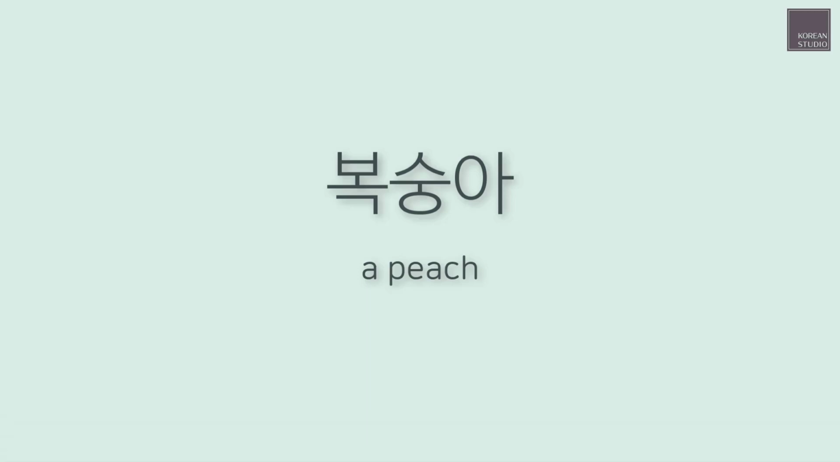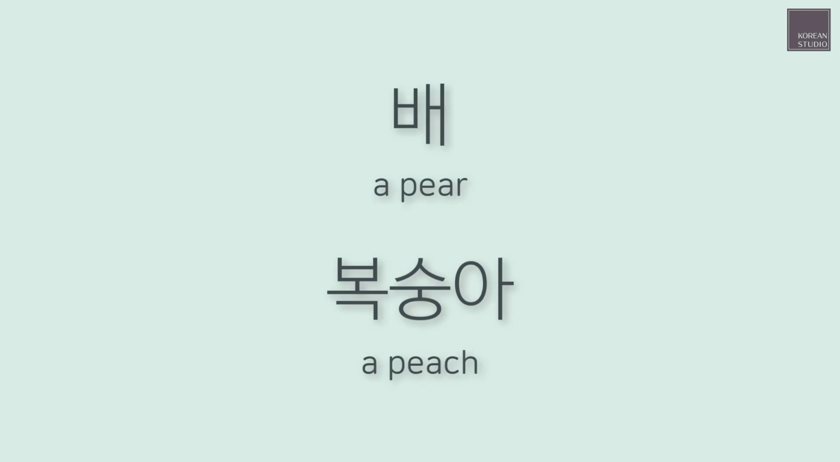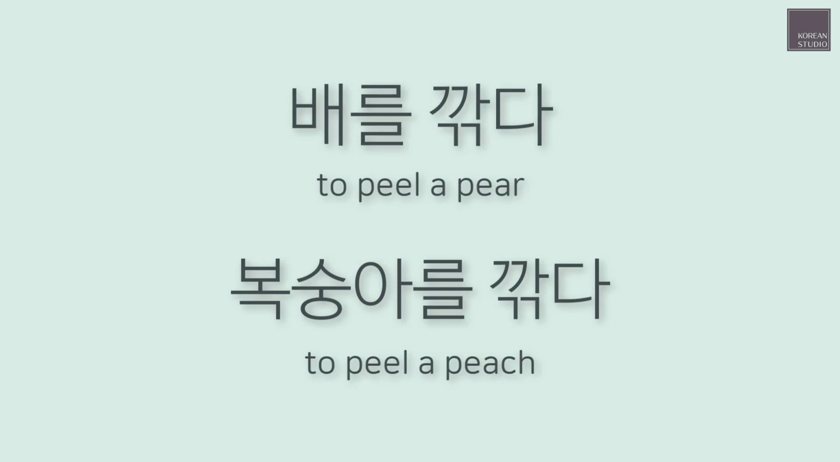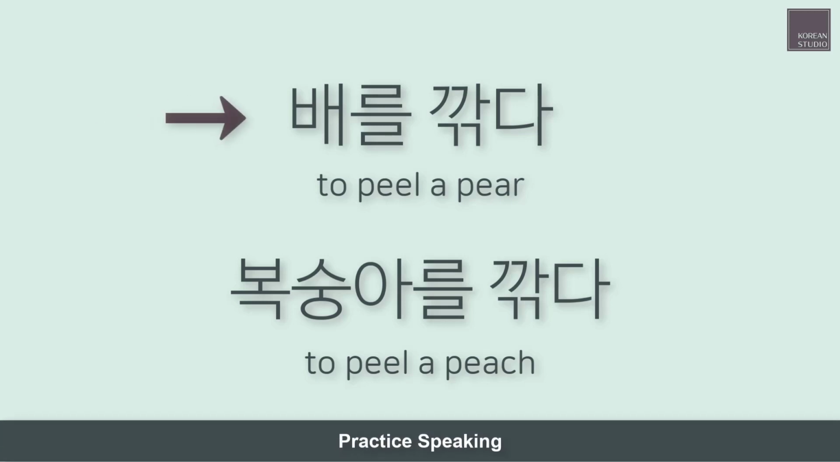Now, to talk about peeling both pear and peach, we can use the verb 깎다. So, peel a pear is 배를 깎다, and peel a peach is 복숭아를 깎다. Repeat after me. 배를 깎다. 복숭아를 깎다. Excellent job. Now the next word is tangerine, and this is called 귤.